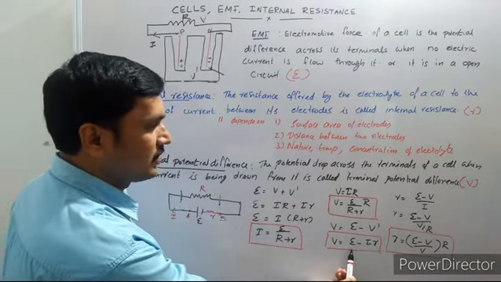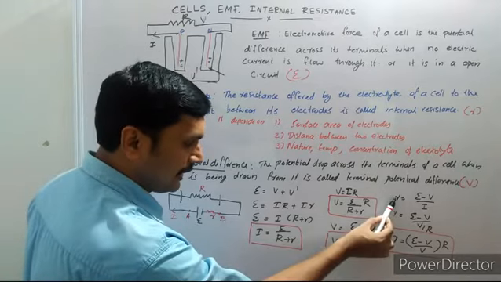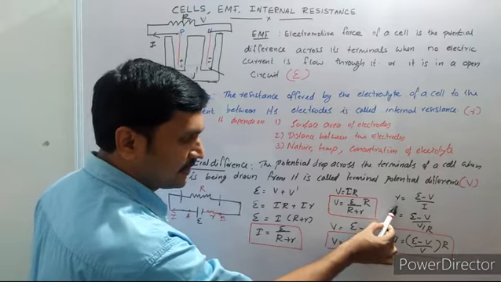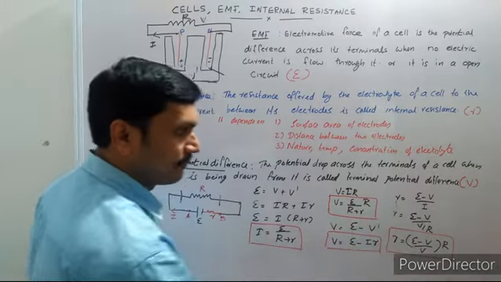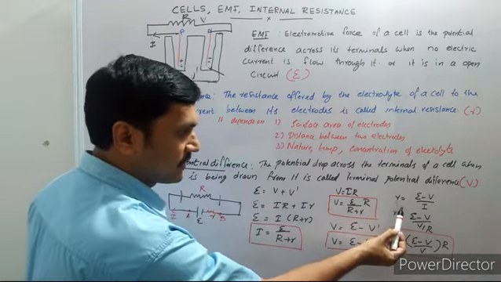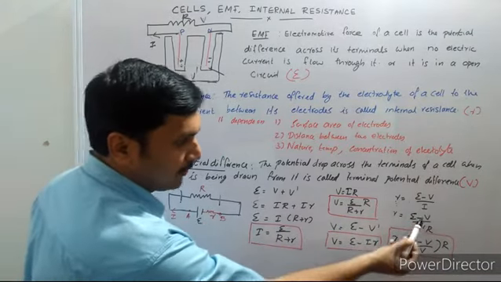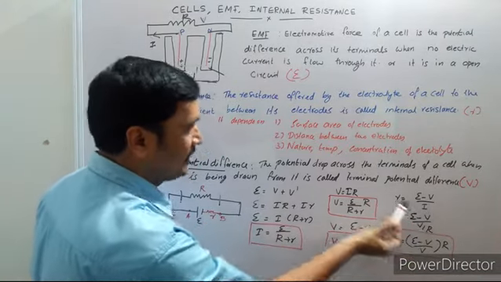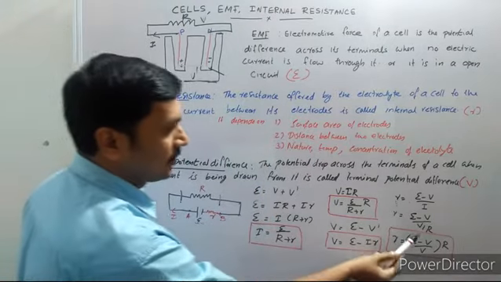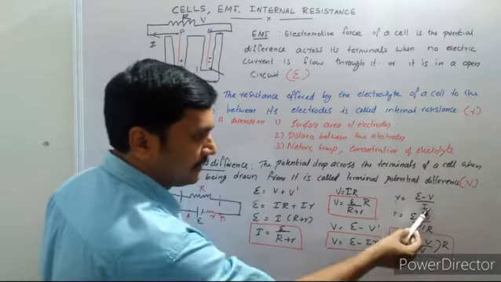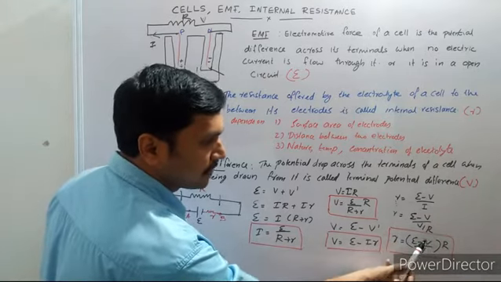We are rearranging this equation and writing the expression for the internal resistance of a cell. r is equal to (E minus V) by I. Or, if you are writing the current in the external circuit, current I is equal to V by R.